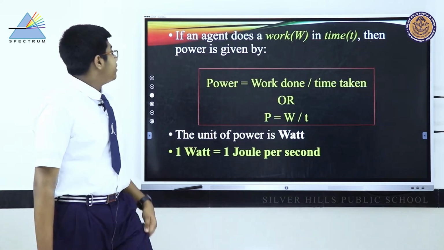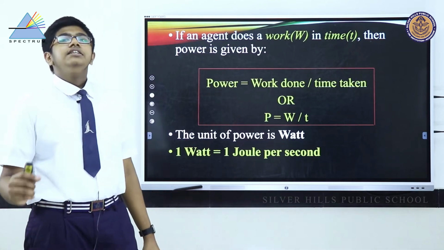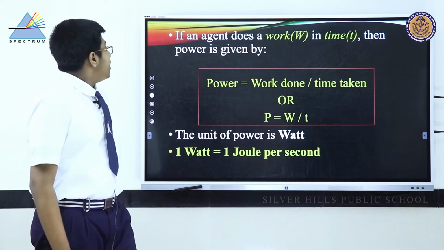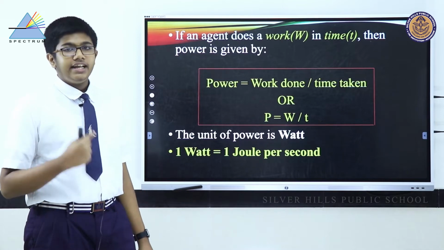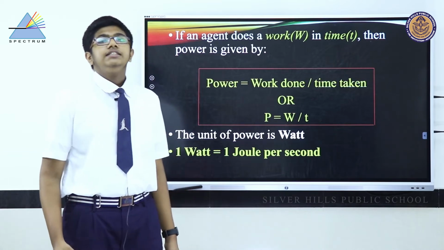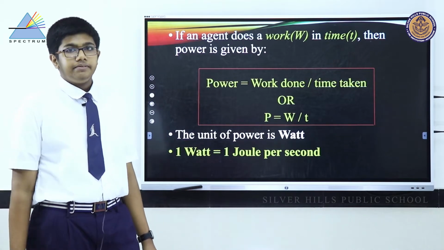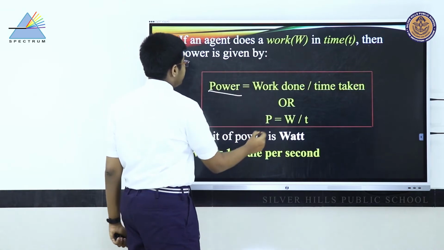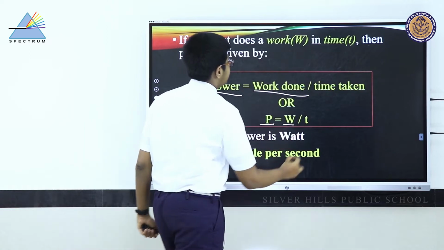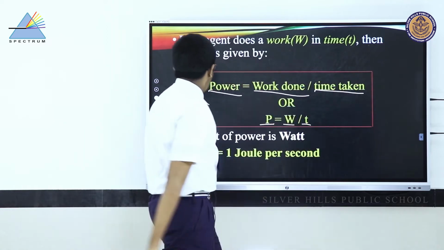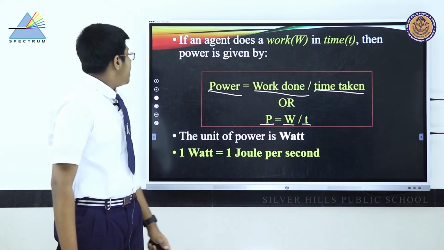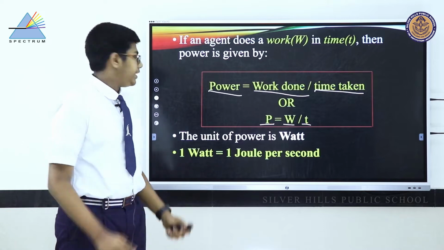So now let us derive the equation for power. If an agent does work W in time t, then the power is given by: this is the first equation that you have to study in this chapter, that is, power is equal to work done by time taken, which is P is equal to W by T. Here power is denoted as capital letter P, work done is denoted as capital letter W, and time taken is T. So that is the first equation that you have to study in this session, that is, power is equal to work done by time taken.